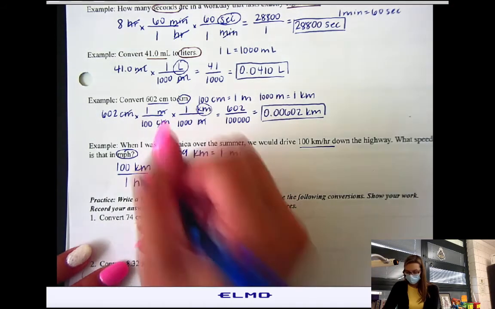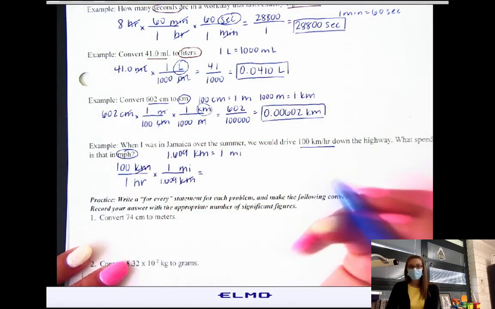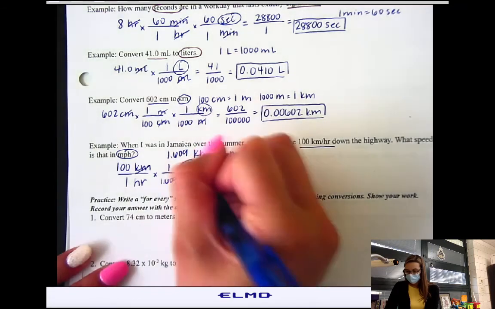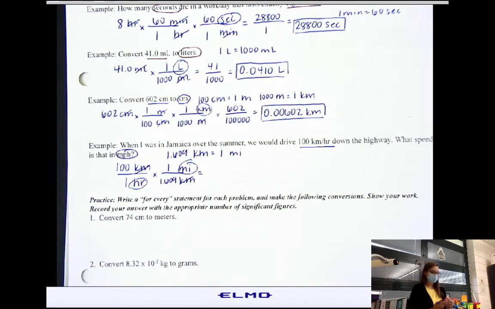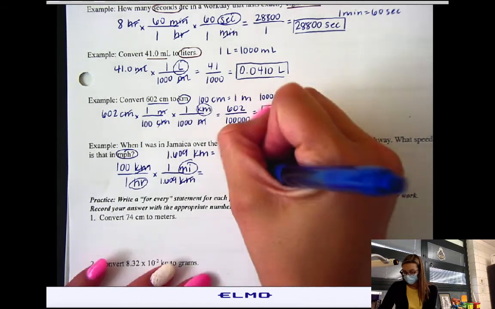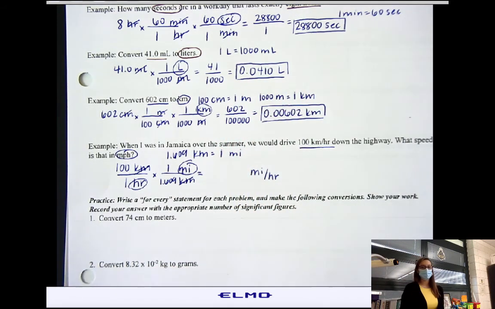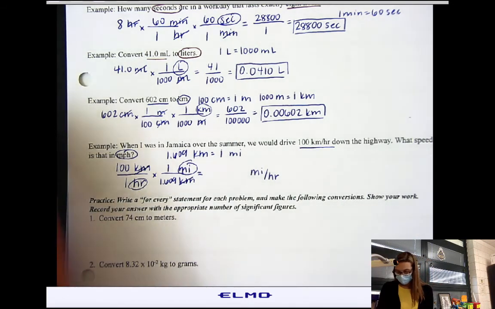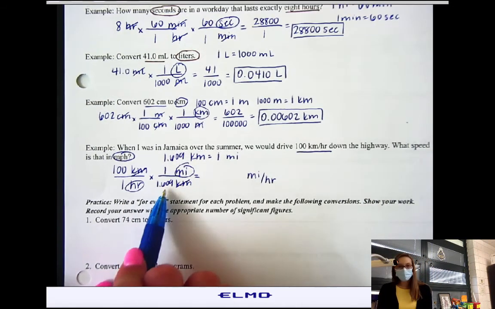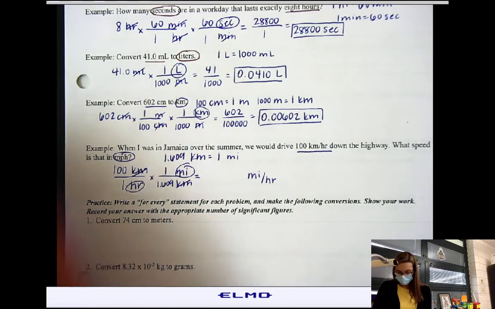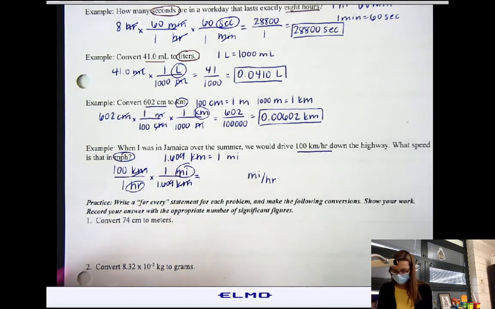Now I want to show you when I cancel kilometers here, we are left with miles on top, hours on bottom. That fraction we can say per. This is miles per hour. If I write the unit out here, it's miles per hour. So now I have 100 on the top, because 100 times 1, divided by what's on the bottom, 1.609.